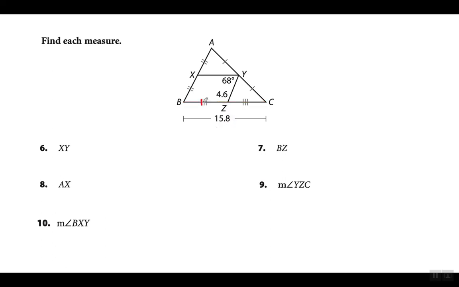And these three lines tell you that this is the midpoint, okay? And that this segment BZ is congruent to segment ZC. Estas tres líneas nos están diciendo que el punto Z está en el medio, así que el segmento BZ es congruente al segmento ZC. So all you got to do is divide 15.8 by 2, and that'll tell you what BZ is. Tenemos que dividir 15.8 por 2 para saber cuánto mide el segmento BZ.